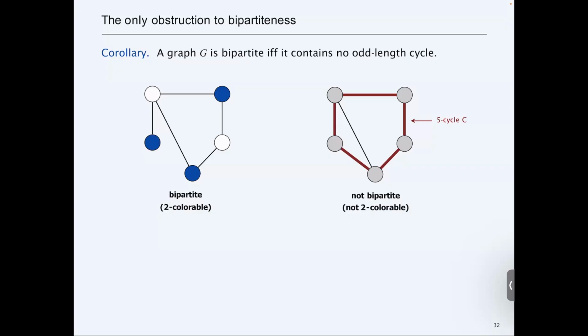So odd length cycles are exactly the obstruction to bipartiteness. Nothing else can go wrong. And algorithmically, that is fantastic because it means that we can test whether or not a graph is bipartite simply by running breadth first search and checking whether or not some edge connects two nodes in the same layer. So what initially looked like a really challenging graph coloring problem actually turned out to be a graph traversal problem.